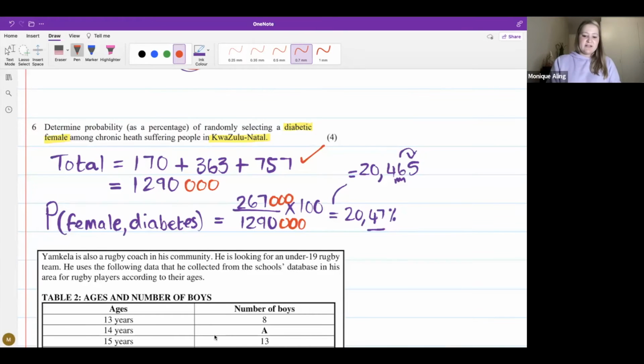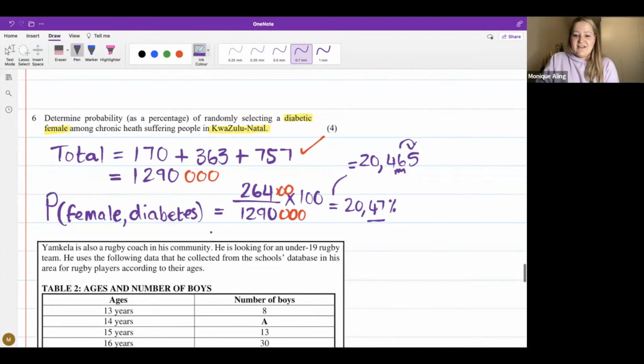Sorry, you are correct. The answer is still right, but I see Kaleho just said that it's 264. Apologies, I don't know what I was doing there. The answer is still the same though. So I wrote 267 up here. It's 264, apologies, but the answer is still correct. Okay. Can we try the next question now?